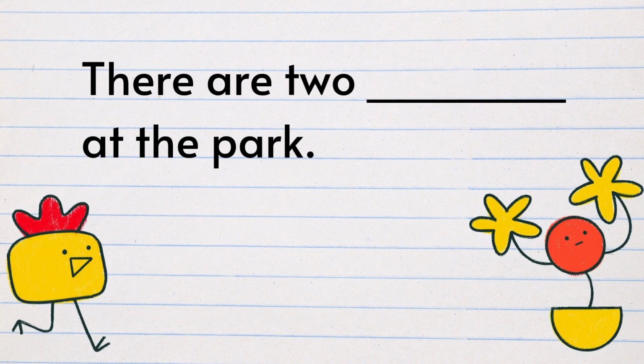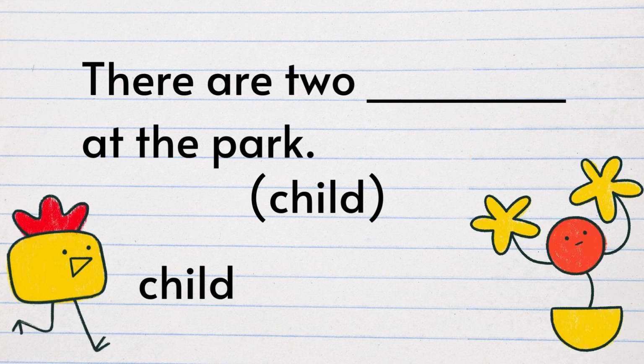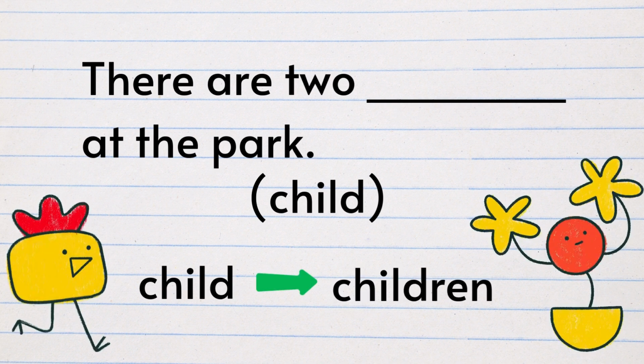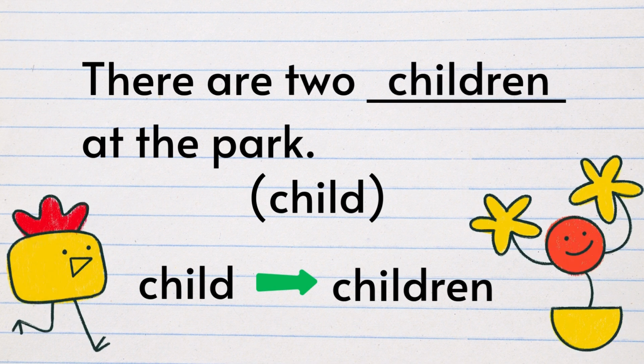Here's a tricky one. There are two at the park. What's the plural of child? The plural is children. So, the sentence is, there are two children at the park. Great job for getting that one.